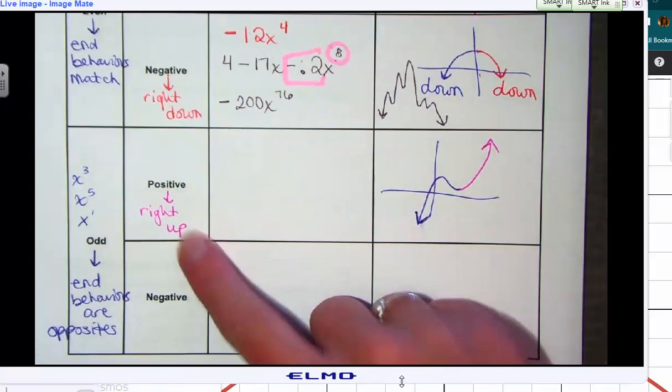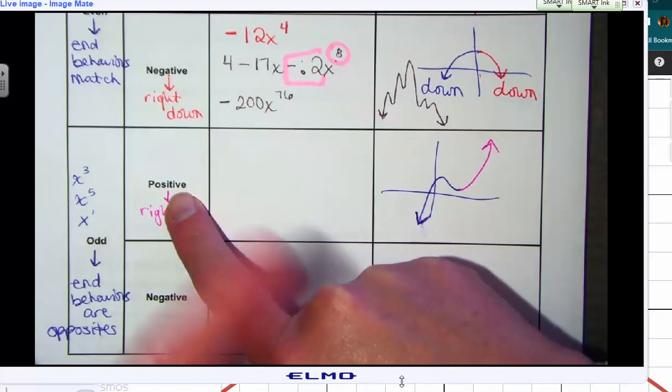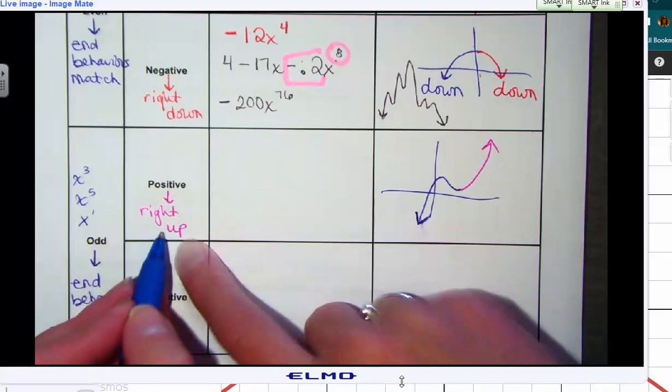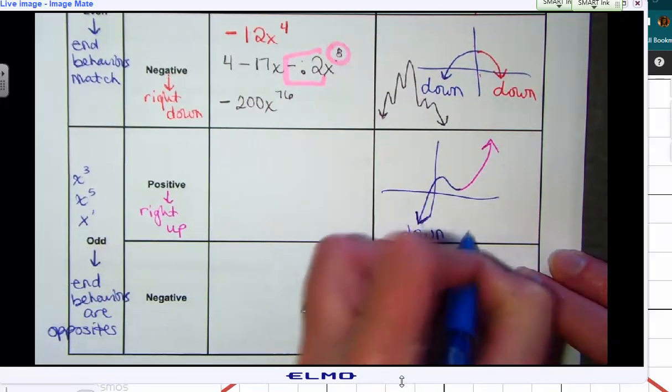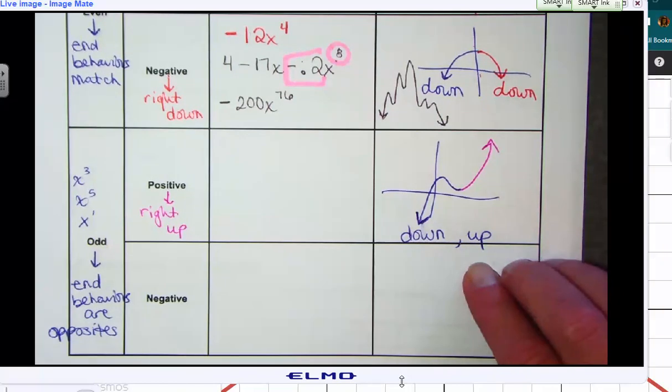Okay, so positive tells us what's happening on the right side. It's positive, it's going upward. Okay, so positive generally means we're going up. That's true here. So we have down on the left and up on the right. We have down, up, end behavior.